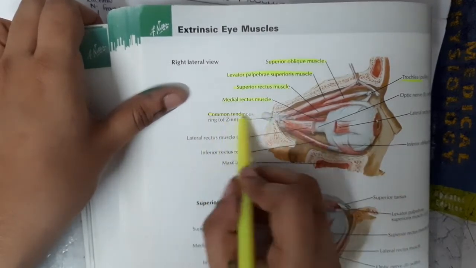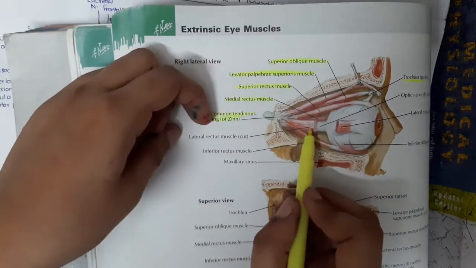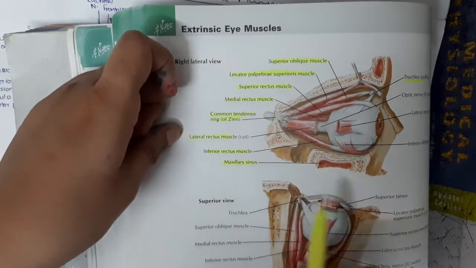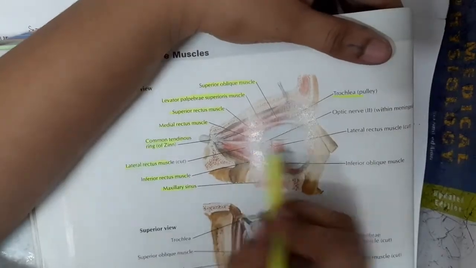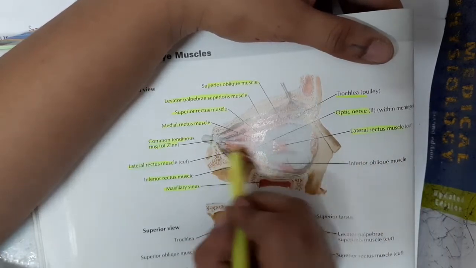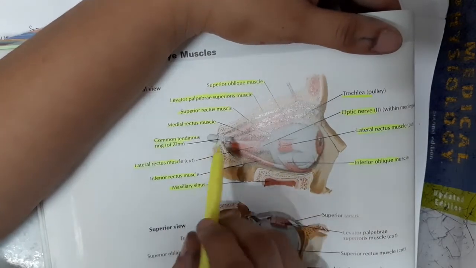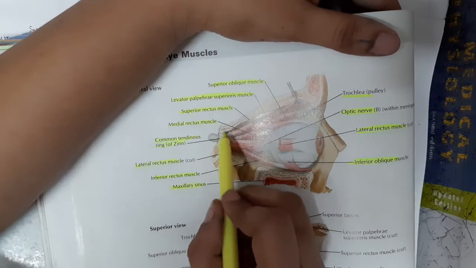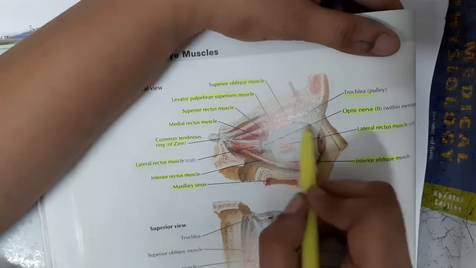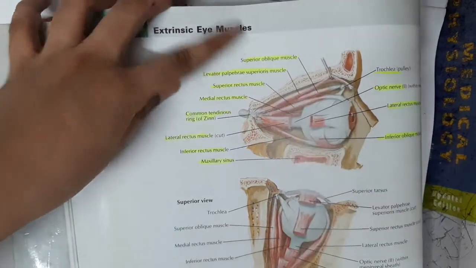This is the ring which is the common tendinous ring of Zinn. So this is the origin of all these muscles. Then this is the lateral rectus. Then we have inferior rectus muscle and maxillary sinus. Now this nerve which you can see is the optic nerve, and this is the cut part of the lateral rectus muscle, and this is the inferior oblique muscle. All these muscles arise from this common tendinous ring of Zinn, flow forwards and get inserted into the sclera. So this is the origin part of the muscle, whereas this is the insertion part.